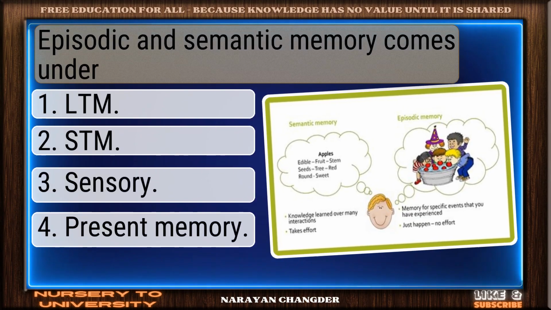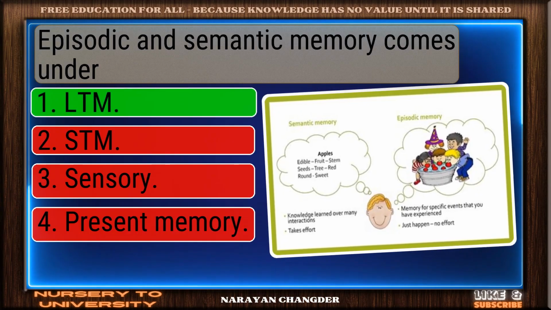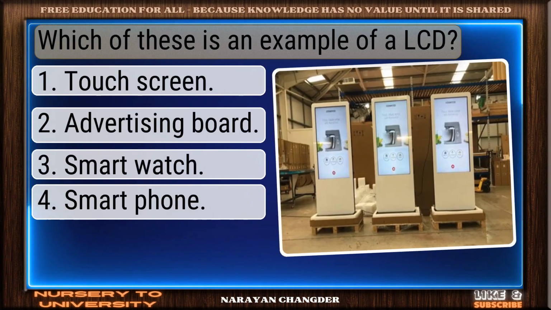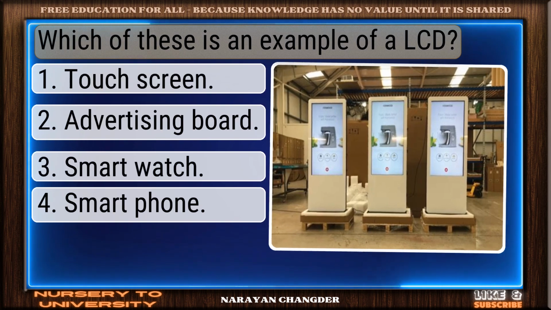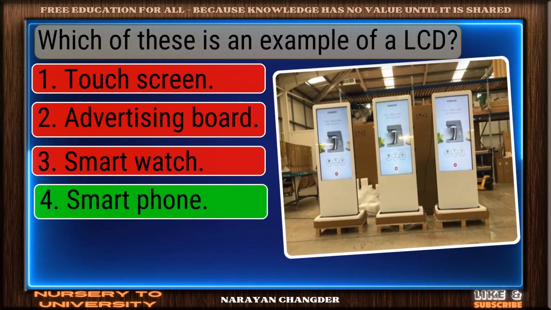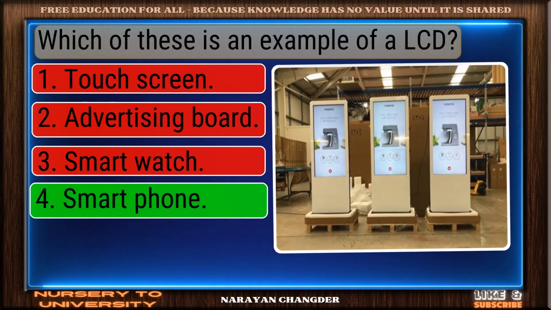Episodic and semantic memory come under. Good job. Your answer, long-term, works well here. Which of these is an example of a GUI? Nicely done. Smartphone is a solid answer.